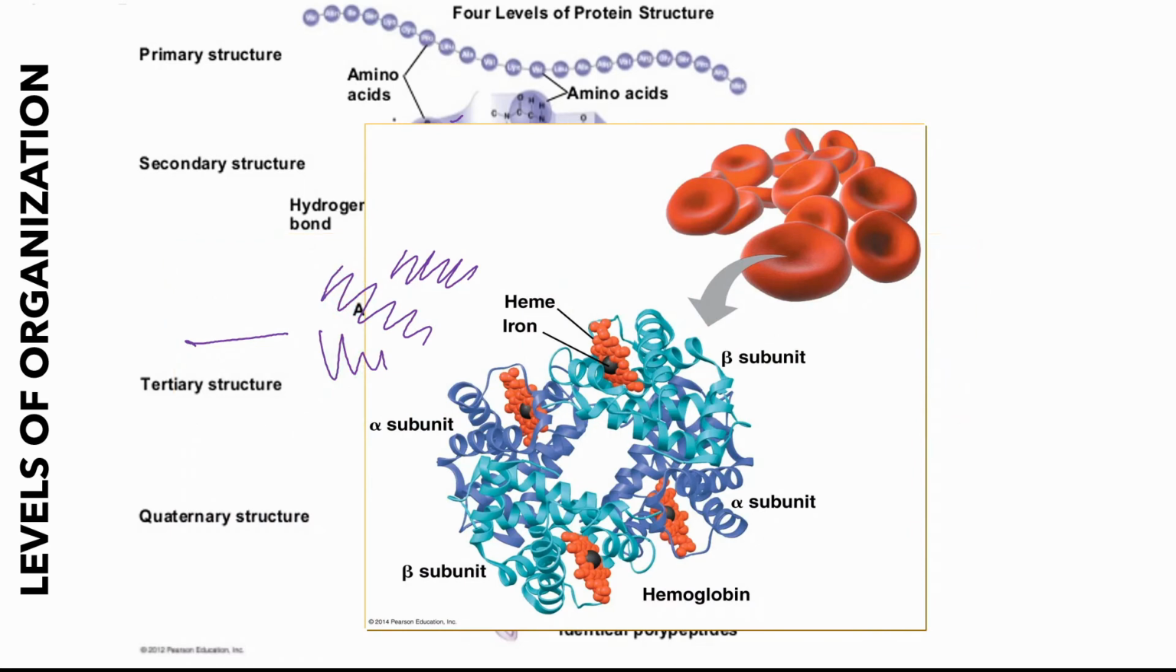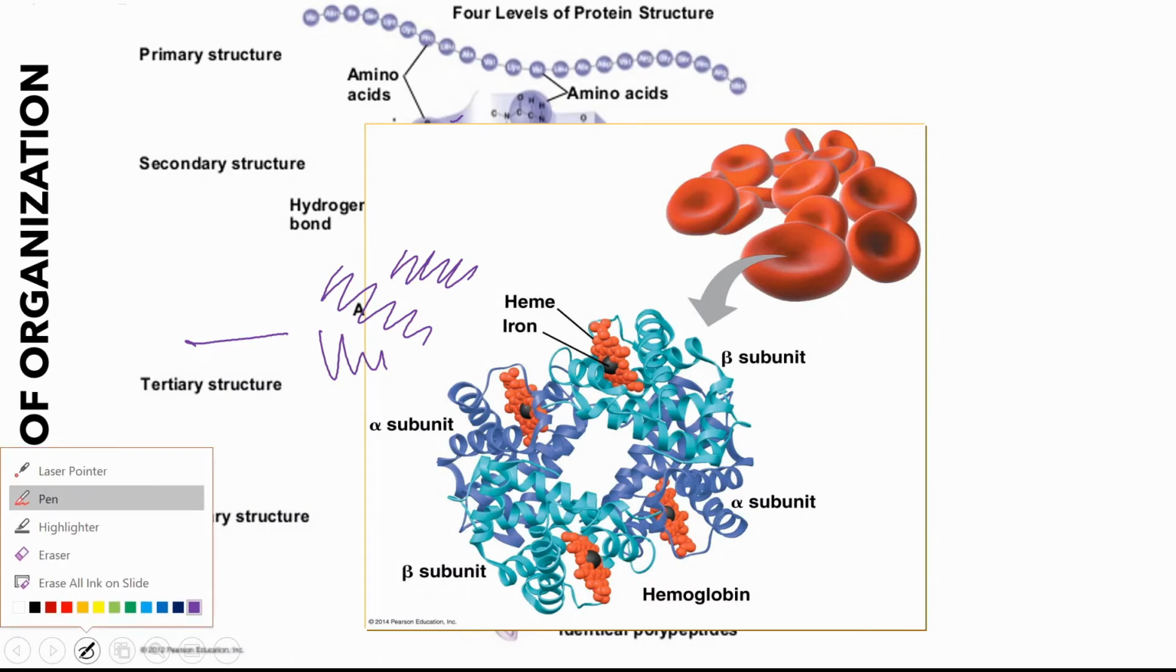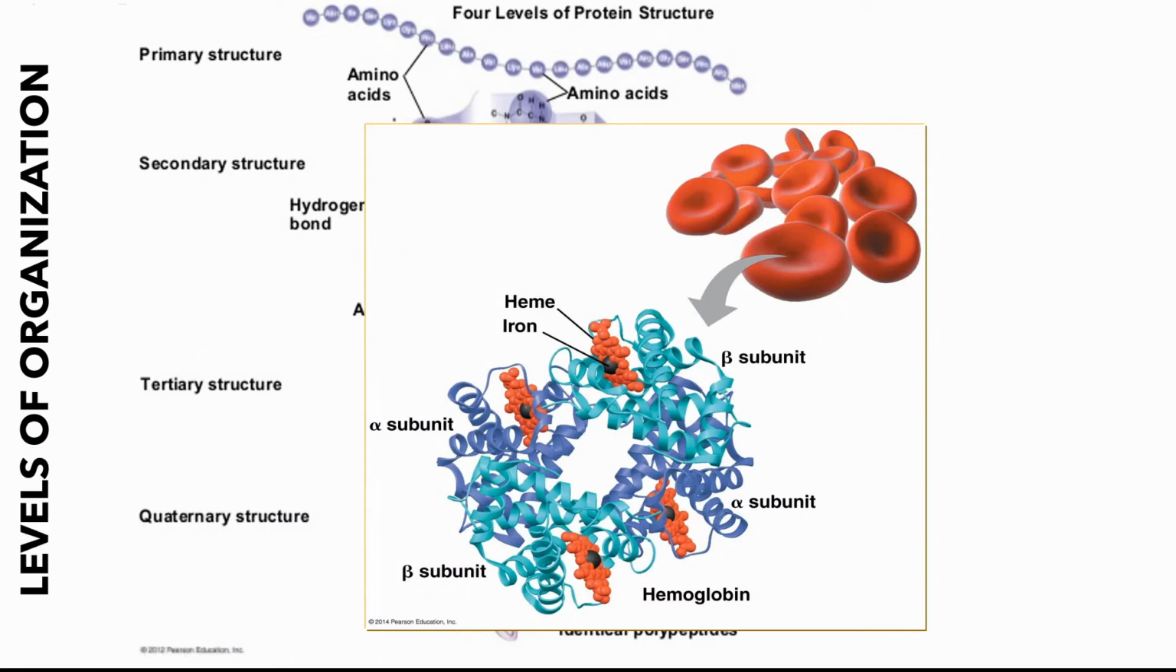Another example of quaternary structure protein is hemoglobin. Hemoglobin is a globular protein, consisting of 4 polypeptides. It consists of 2 alpha and 2 beta chains. So we can see here, this is the alpha subunit and this is the beta subunit. And we can see here that hemoglobin has a heme group, and the heme group is attached to a non-protein compound, which is iron.